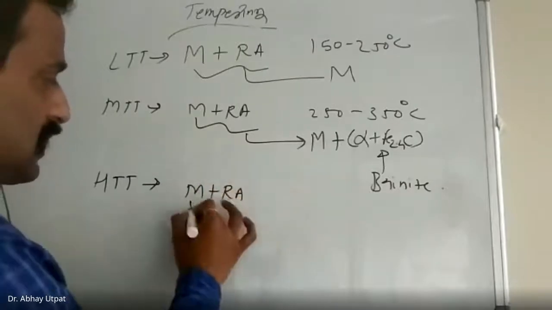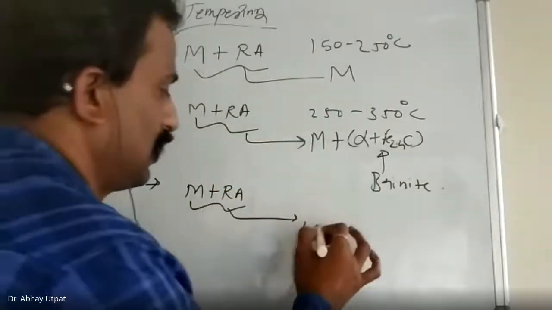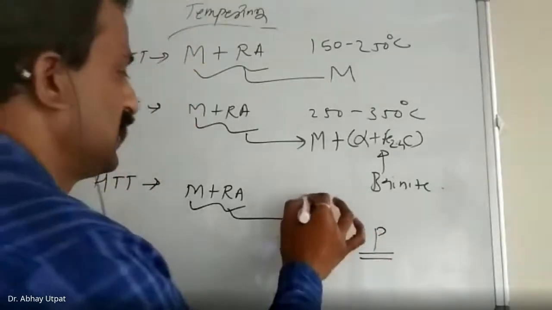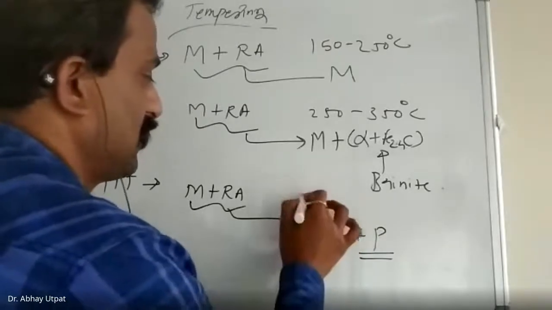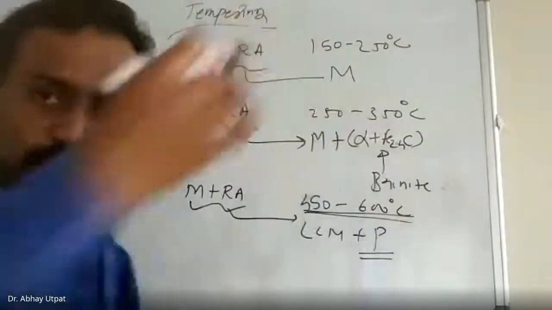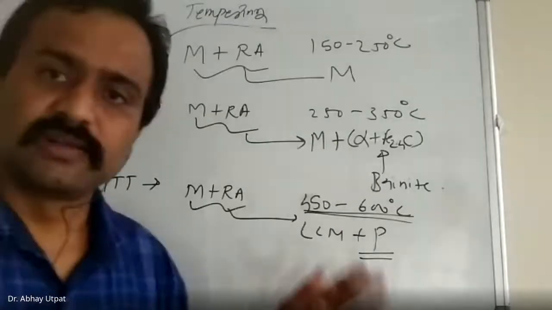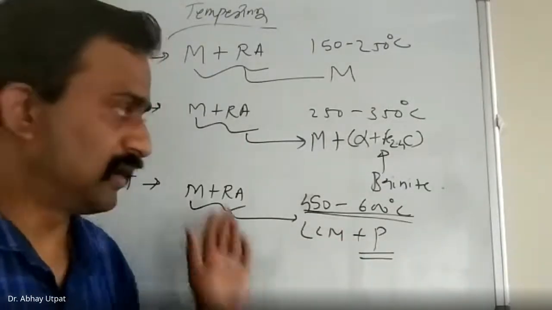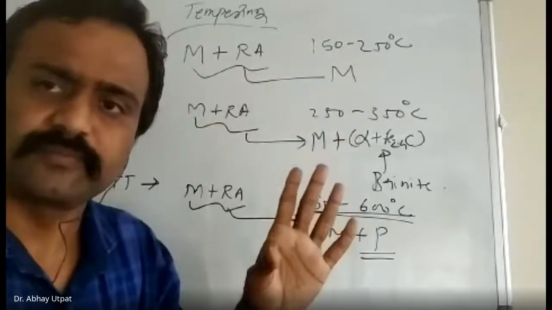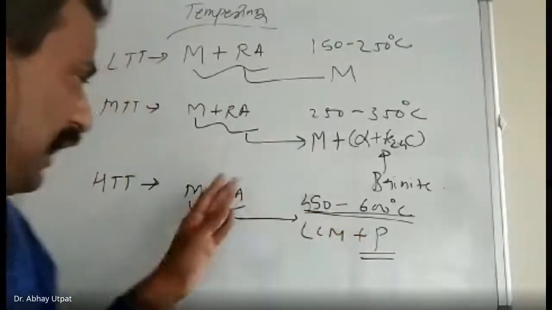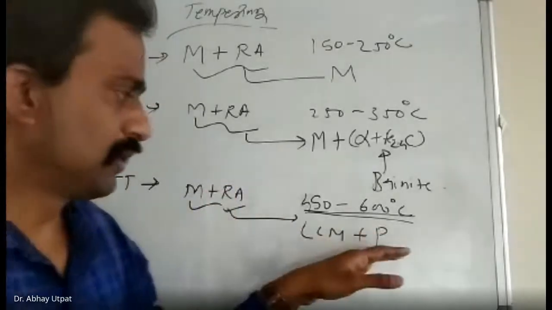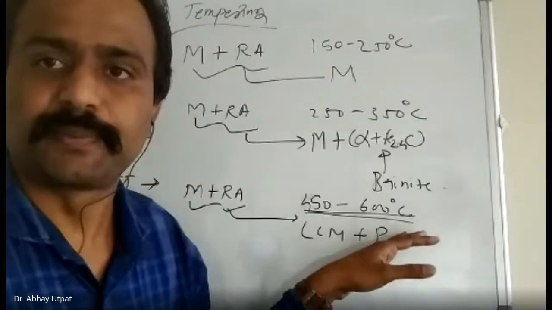Martensite plus retained austenite is converted into low carbon martensite plus pearlite, because the heating temperature is 450 to 600 degrees Celsius, the pearlitic zone. So whatever hardness the earlier martensite had, 85 or 90%, is almost completely lost. Very small hardness remains. And whatever retained austenite is there is converted into pearlite, alpha plus Fe3C.